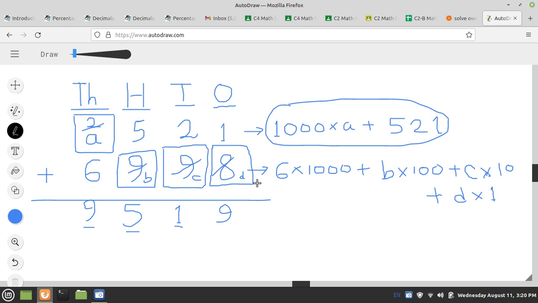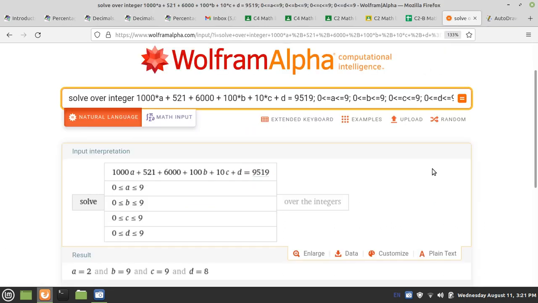So when you don't know a certain value, you can use a letter symbol that can take any value. Now we have expanded the two numbers, and their sum is given here, 9519. So now we will write the expanded form of the two numbers, their addition, their sum is 9519. So that we have written here.